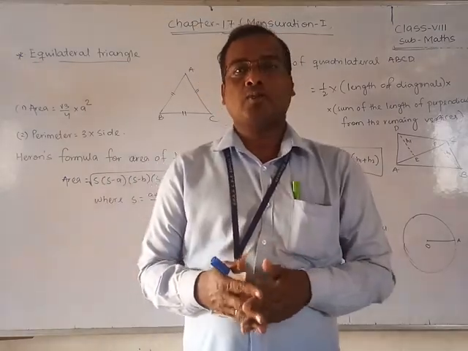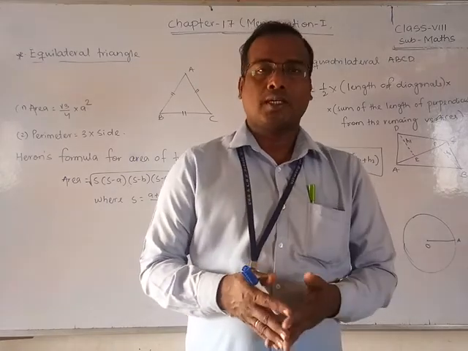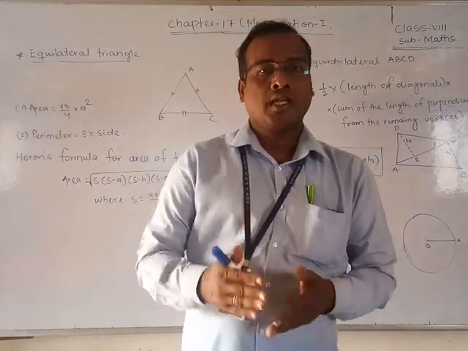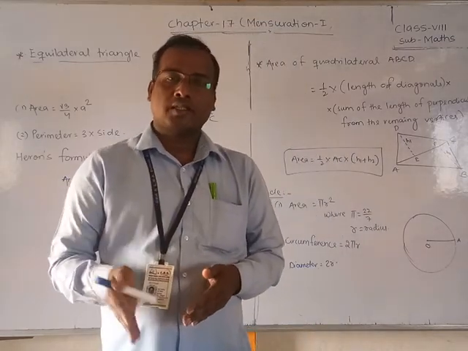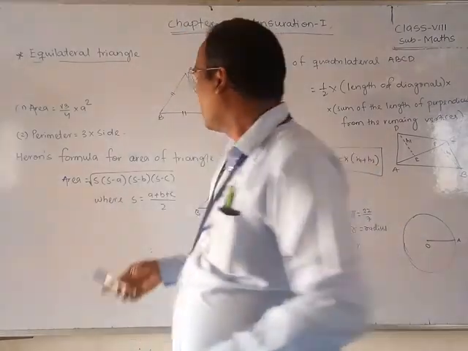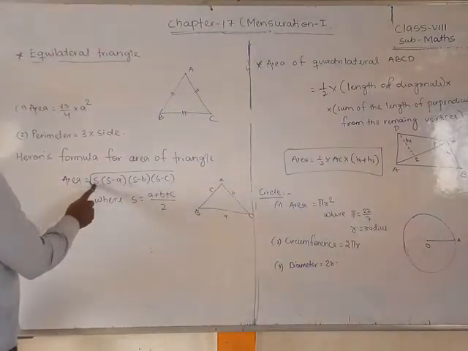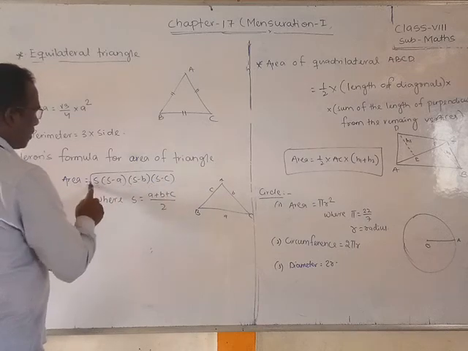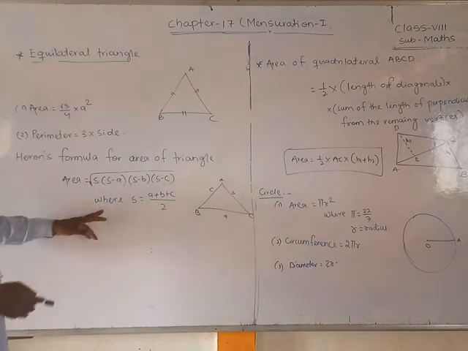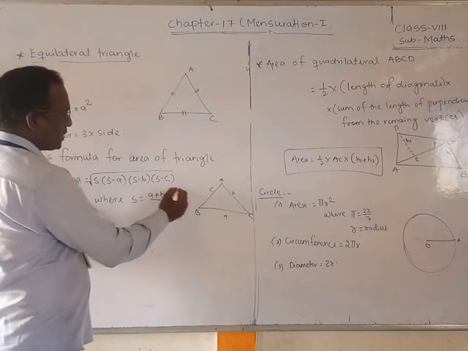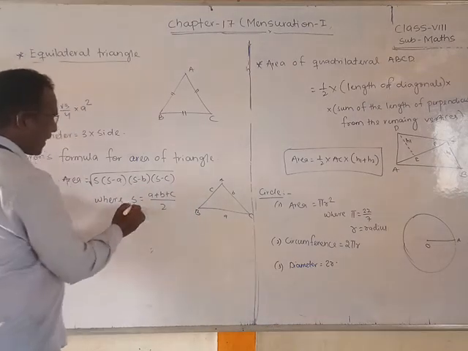So what is Heron's formula? To find the area, we apply Heron's formula. Heron's formula is: area is equal to square root of s into s minus a into s minus b into s minus c. Where s is equal to a plus b plus c by 2. A, b, c are the sides, and s means half perimeter.